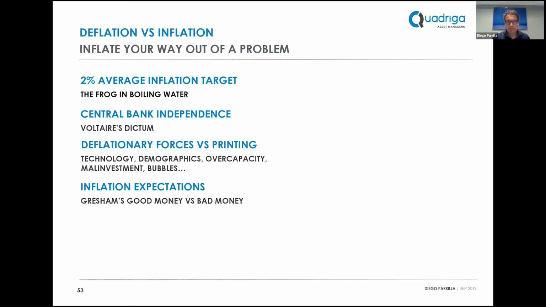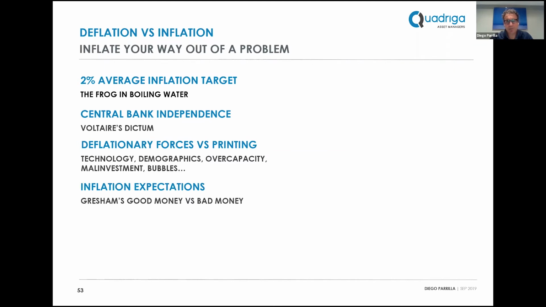The inflation debate is not as straightforward. There are obviously strong forces in both directions, and there are many deflationary forces such as technology or demographics or overproduction, overcapacity, malinvestment, even bubbles.